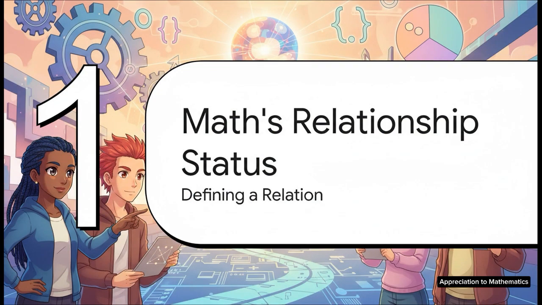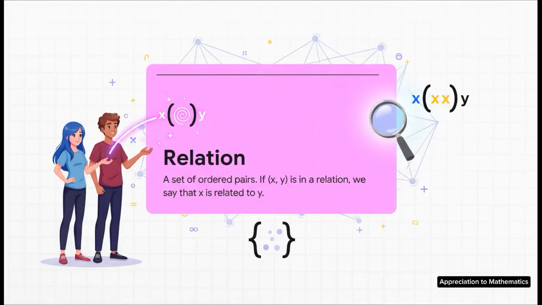To answer that question, we have to start with the most basic word in this whole language of connection, and that word is relation. And here it is. It sounds complicated, but it's not. In math, a relation is just a set of ordered pairs. Seriously, that's it. If you have a pair like (x, y) sitting inside your set, you can officially say that x is related to y. It's just a formal way of saying, hey, these two things are connected.